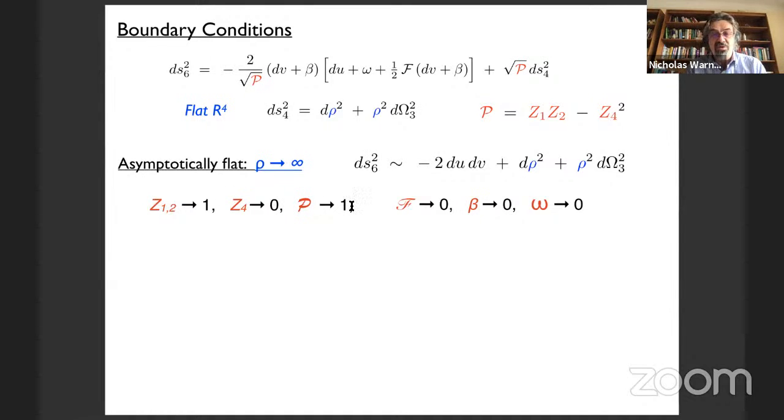So the goal is to make p go to 1 and have everything pretty much drop away. And to make p go to 1, the canonical way to do that is you take z1 and z2 to go to 1 and z4 going to 0. You could imagine doing something different, but the choices being made here with Z4 are very much motivated by the holographic dual that you want to describe.